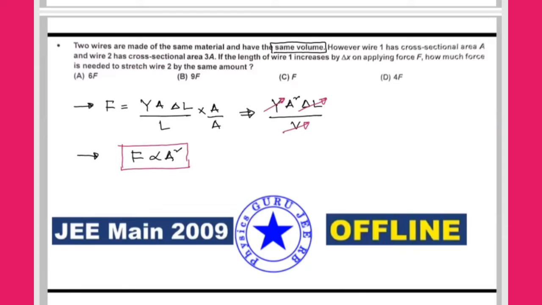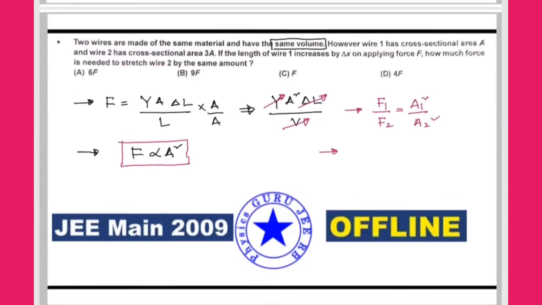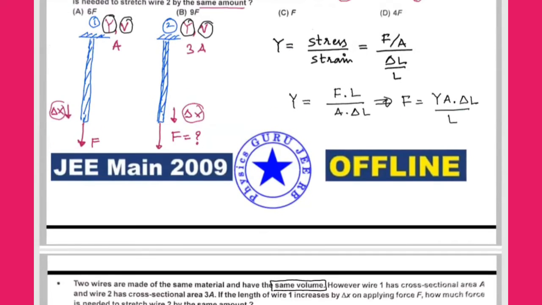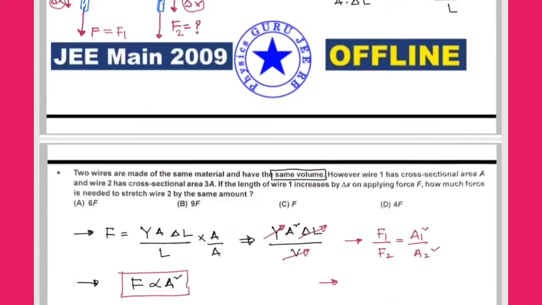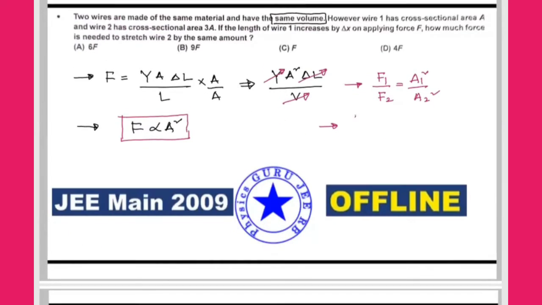Now I will write F1 by F2 equals A1 square divided by A2 square. F1 is given as F in the problem; F2 we have to calculate. Let me take A1 as A, and A2 is nothing but 3A. Simply substitute that: F divided by F2 equals A1 square divided by A2 square.